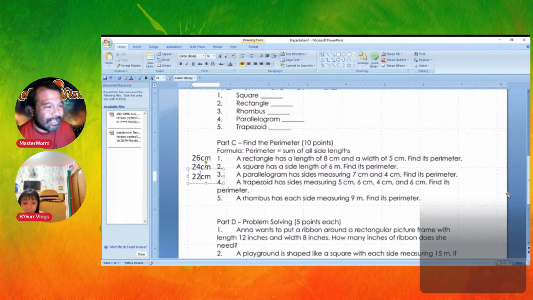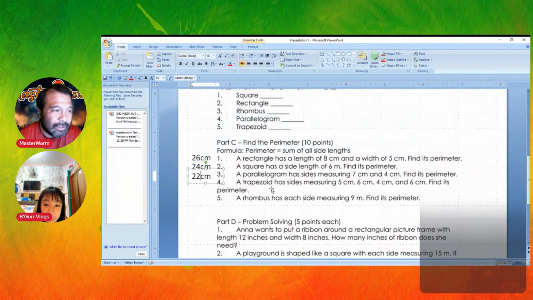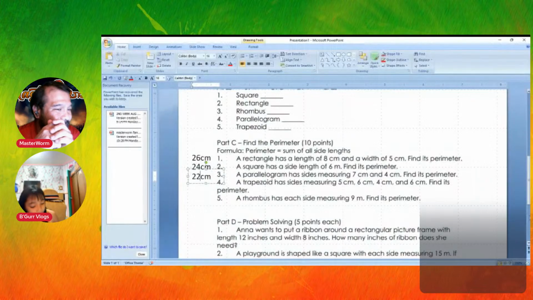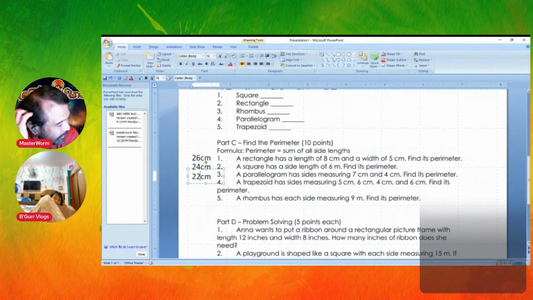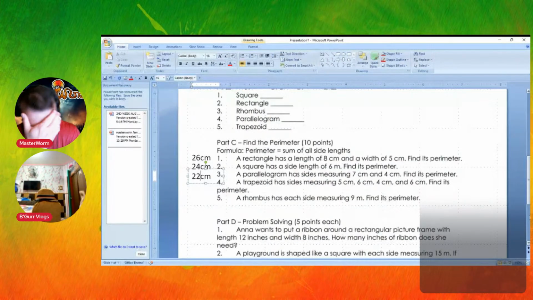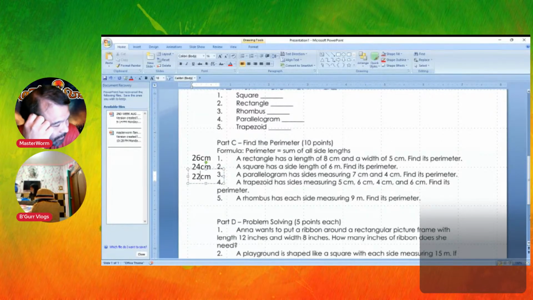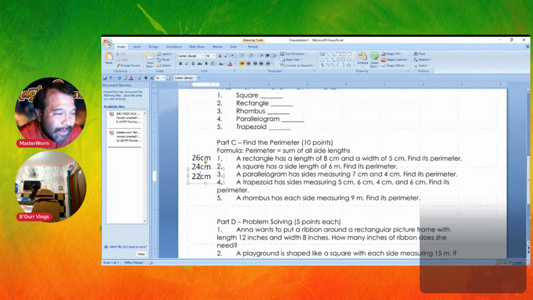Okay. The trapezoid has sides measuring... Ay, nabigero. You solved this one now. Very easy na ni. The trapezoid has a side measuring 5 centimeters, 6 centimeters, 4 centimeters, and 6 centimeters. All you have to do is just add the 4 of them. Can you add it on a piece of paper, please? We're gonna be on problem solving letter D soon. We're gonna be done. Okay, a trapezoid has a side of 5 centimeters, 6 centimeters, 4 centimeters, and 6 centimeters.